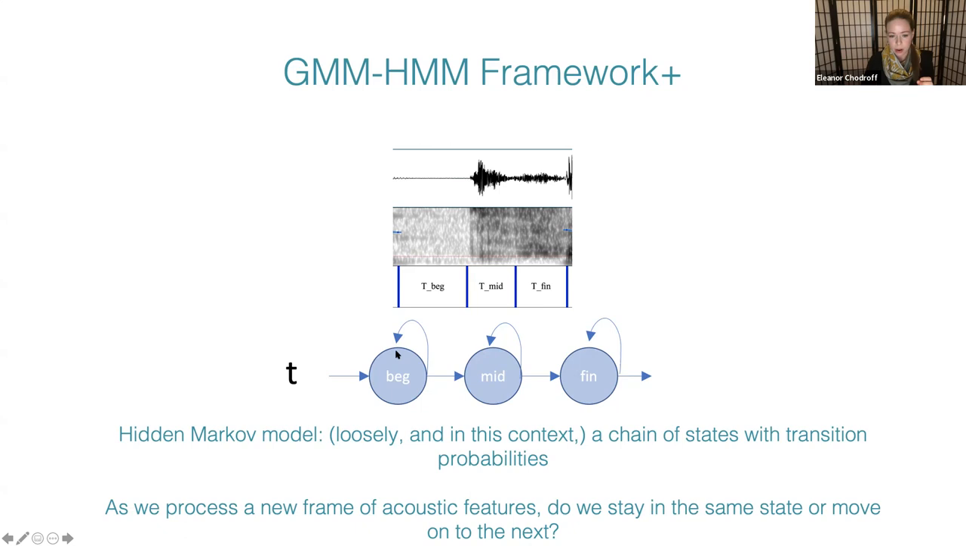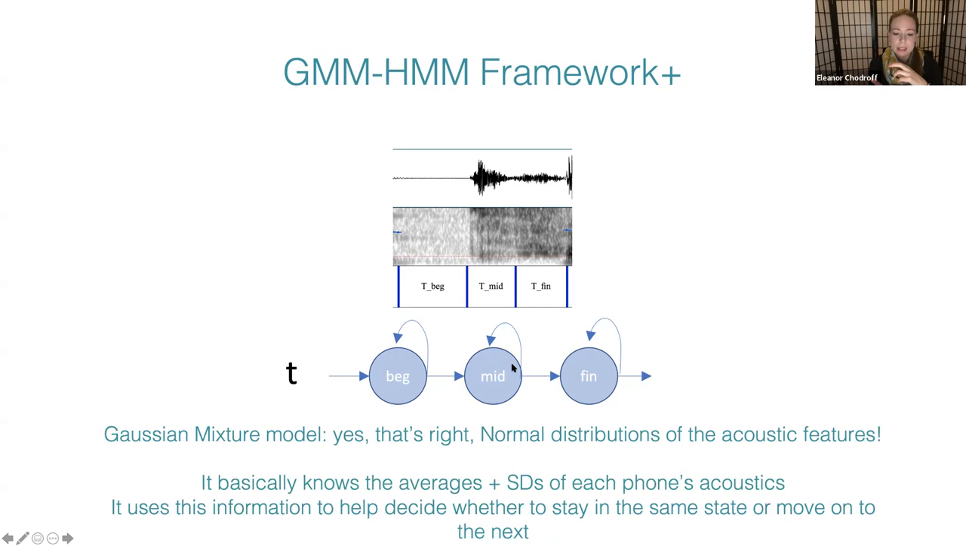The Gaussian mixture model part is, so remember Gaussian distributions. Yes, that's right. Normal distributions of the acoustic features. Loosely, it basically knows the averages and standard deviations of each of the phone's acoustics. So for each phone in the language, it has some representation of what the expected acoustics are. And it uses this information to help decide whether we stay in the same state or we move on to the next. Okay, so once you train the acoustic model, it has this knowledge.